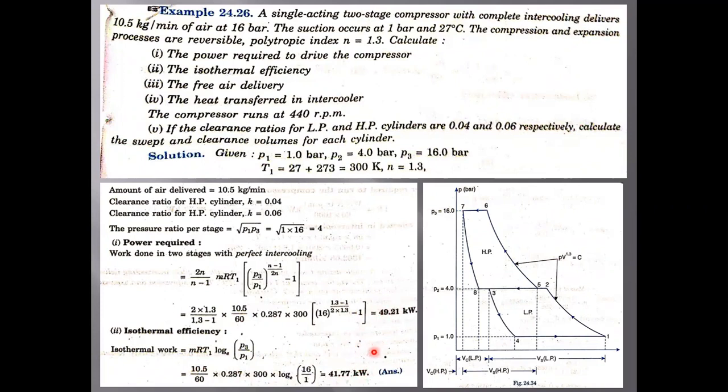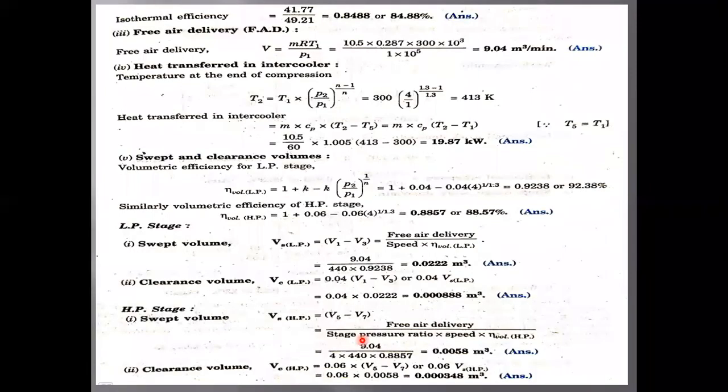So that's why in power absorbing machines the isothermal work done is going to be in the numerator. In power producing machines, isothermal work done is going to be in the denominator. That much difference is there between power producing and power absorbing. So that is the isothermal efficiency, nothing but isothermal work done by actual work done. What is isothermal work done? 41.77. And what is actual work done? 49.21. If you calculate that, you will get isothermal efficiency 84.88.